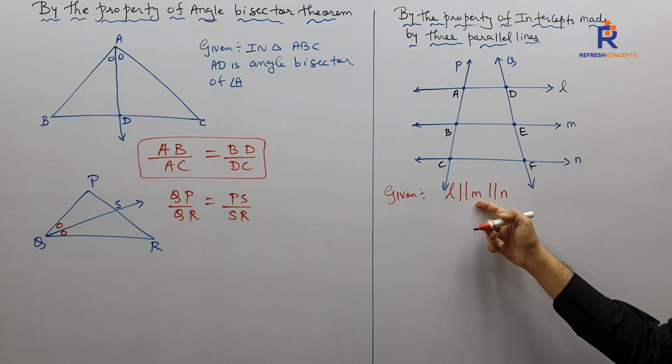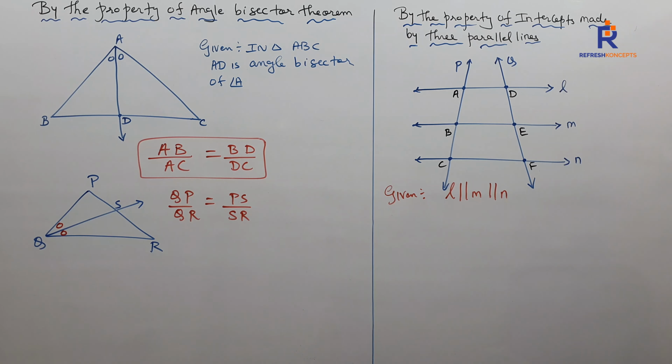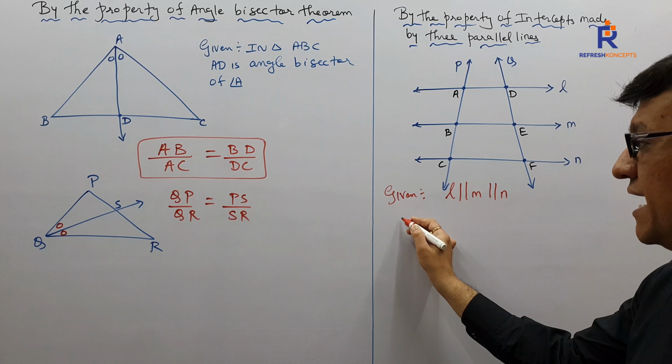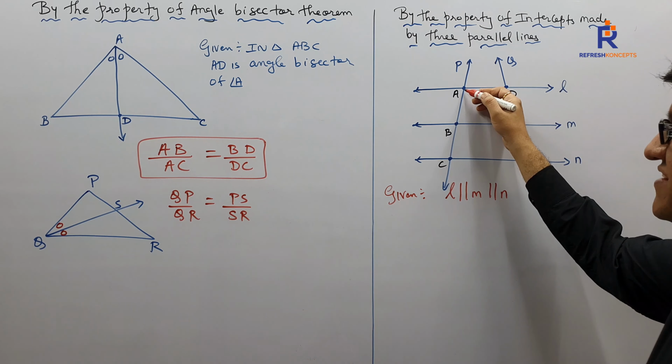Line L is parallel to line M, which is parallel to line N. P and Q are nothing but my transversals. What is the outcome? The application. I hope you are aware of it. If you are not aware, let me name this.